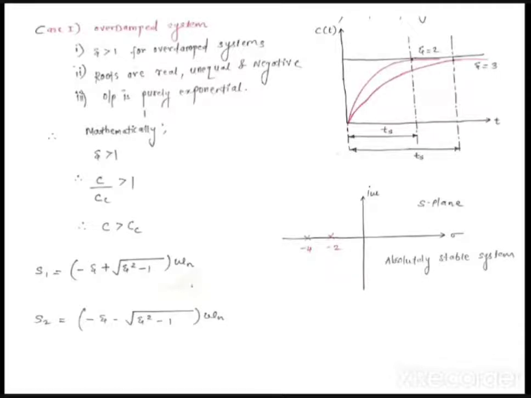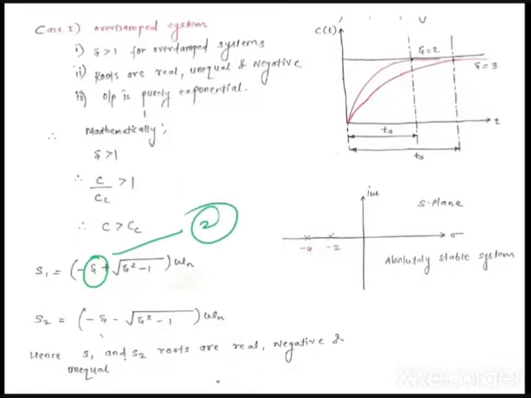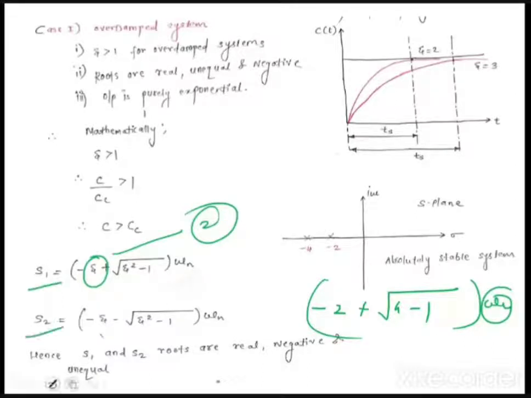So S1 is equal to this, S2 is equal to this. Now from this you can see that if you put some value of zeta in this case, let me see what I'm getting: -zeta plus square root of zeta square minus 1, and you put some value of omega. Then you will get some value of S1 and some value of S2.